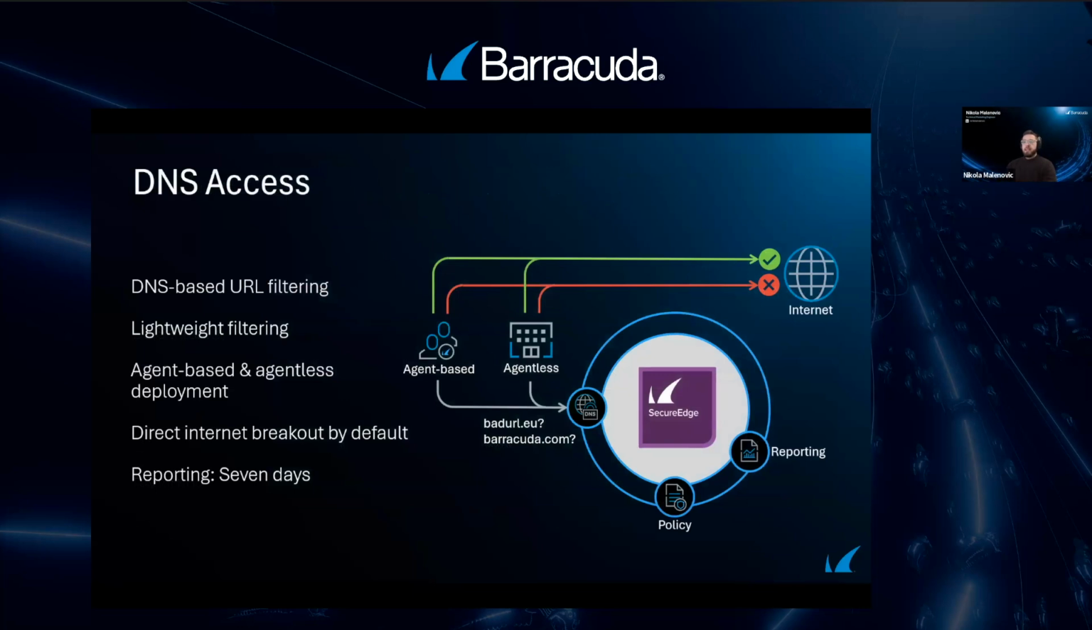All right, let's now dive deeper into the access plans. We're going to look at their individual features and how they work from a higher level technical perspective. Let's start with our entry-level DNS access plan and the different types of deployments that we support with this plan. This is the most basic Secure Edge access plan. It's focused purely on DNS security, and this plan provides DNS-based lightweight URL filtering, and it's available in both agent-based and agentless deployments. So how it works on a very high level.